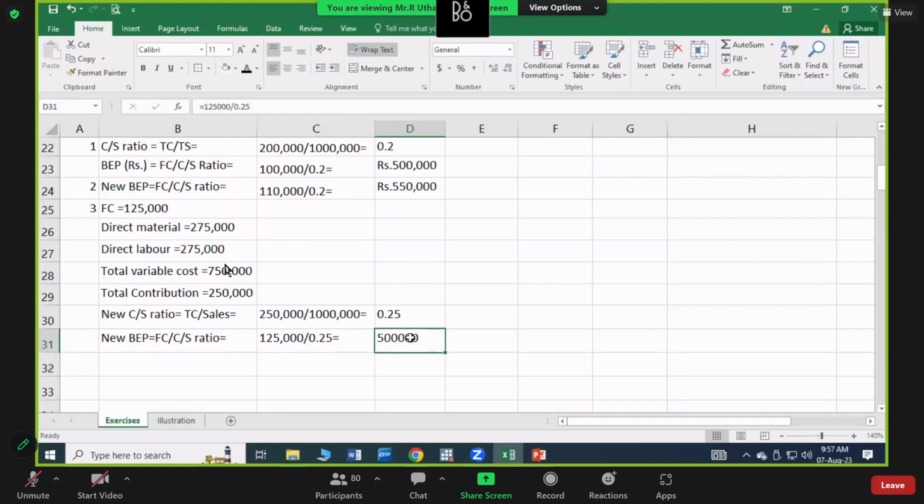Five lakhs. So the answer will be 5 lakhs.